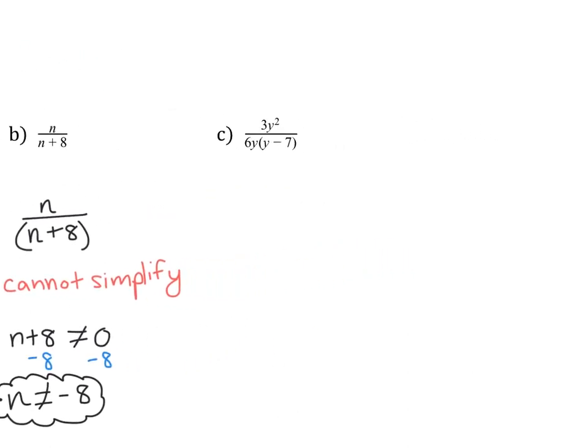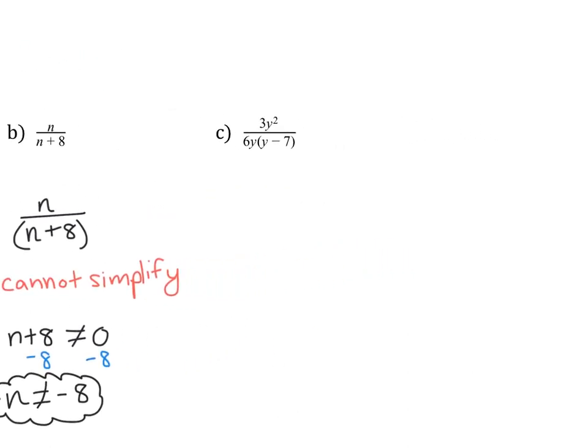All right, and for this last one, let's list out our factors. So 3 is just 3. And remember, y squared we can list as y times y. And then in our denominator, 6 we can write as 2 times 3 if it helps. And then we have times y times, and then group together y minus 7. So y minus 7 is an entire factor.